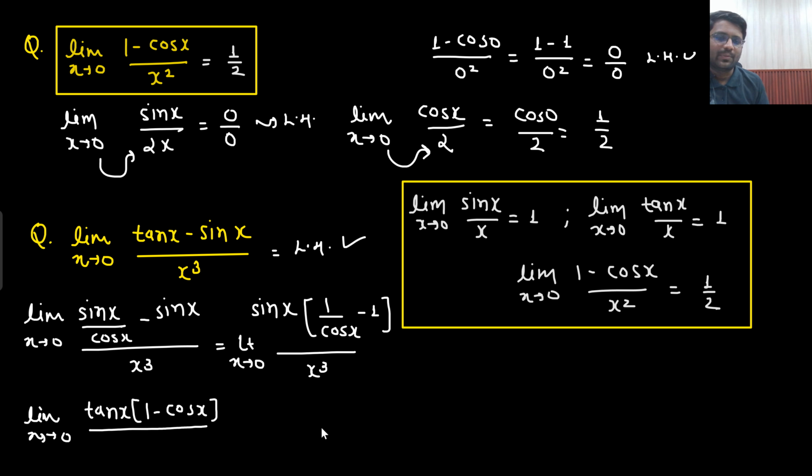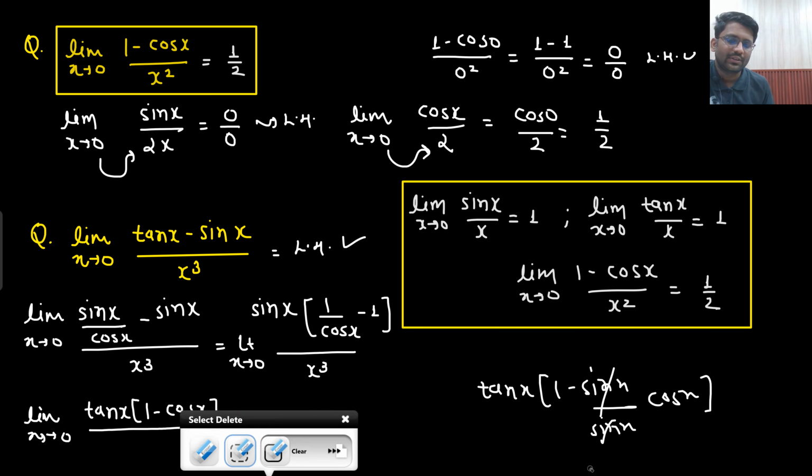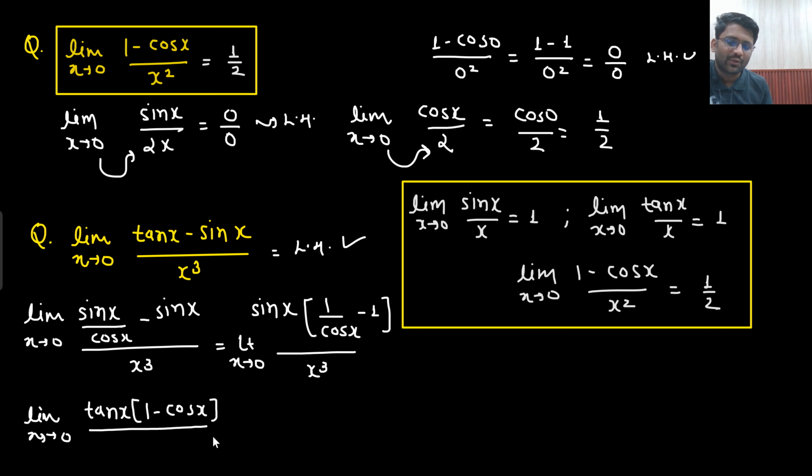Let's just say I have taken tan x common. If I take tan x common, what I will get? 1 minus sin x by tan x. And what is tan x? Tan x is nothing but sin x by cos x. So sin getting cancelled out. So tan x into 1 minus cos x I am getting. Or you can see from here, 1 minus cos x and then cos x comes outside, sin x by cos x will become tan x. So this is what I am getting, and then divided by x cube is there. So what I am doing? x here and x square here.